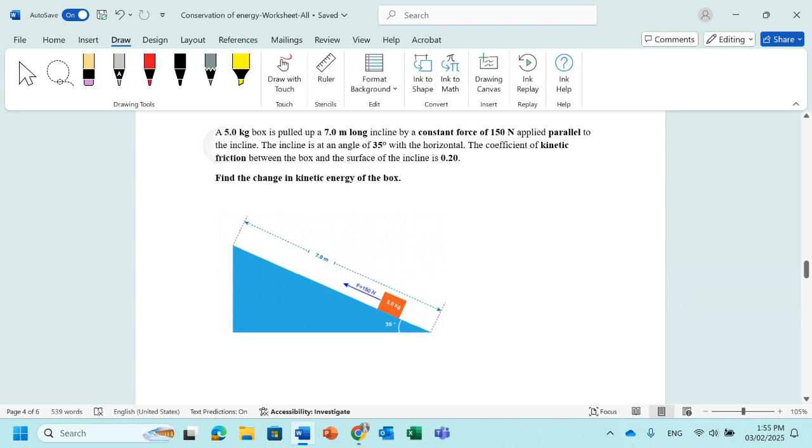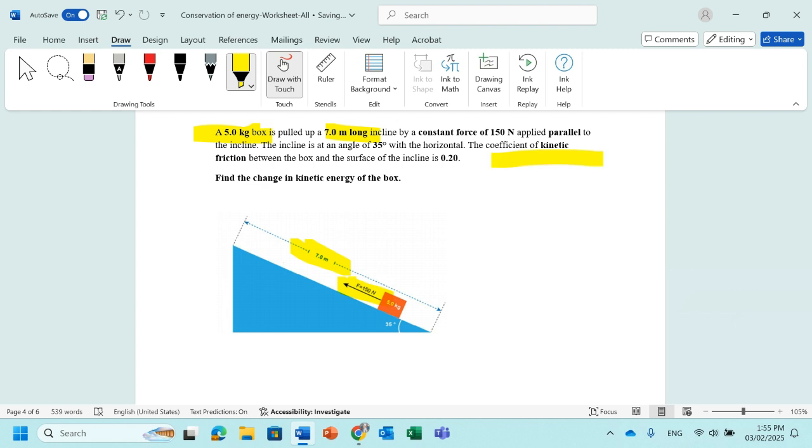We have a 5 kilogram box pulled 7 meters along an incline. So this distance is 7 meters along the incline with a constant force. The value of this constant force is 150 newtons, parallel to the incline. The coefficient of kinetic friction mu k is 0.2. Find the change in kinetic energy. So I need delta K, how much?